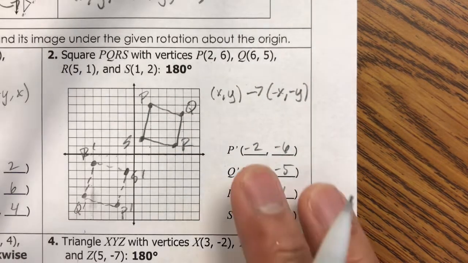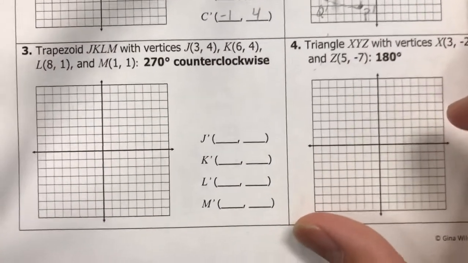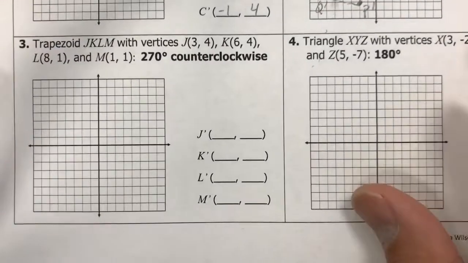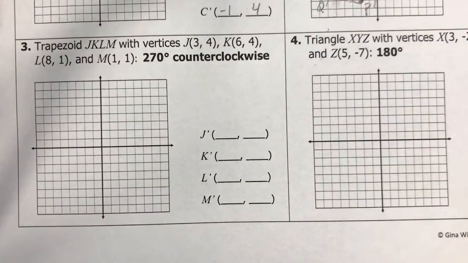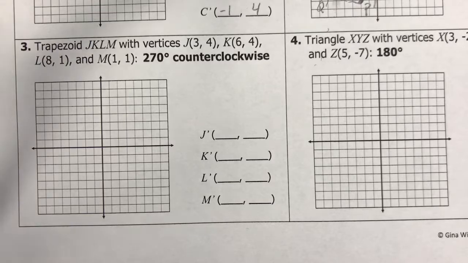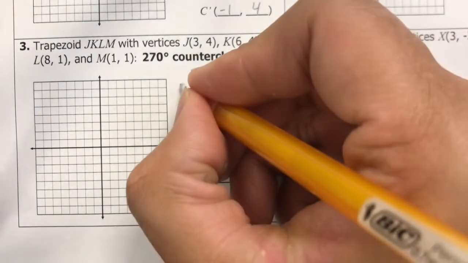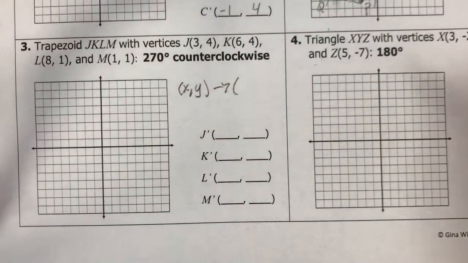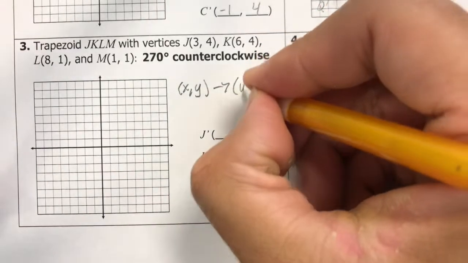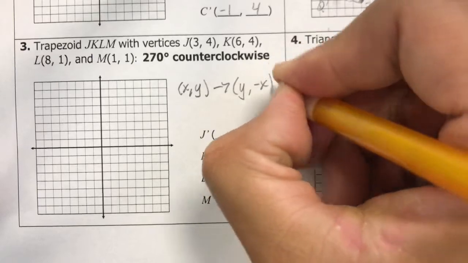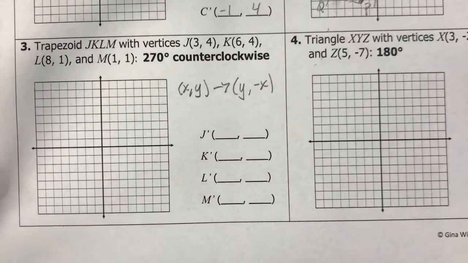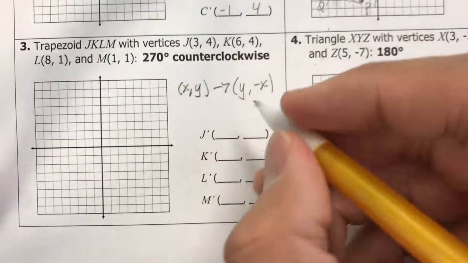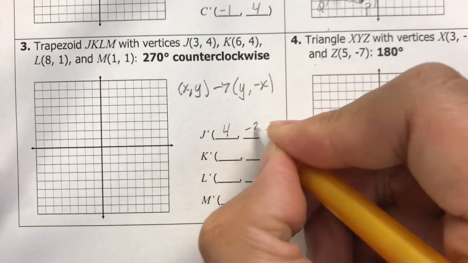So one more, and this one is, we're going to rotate a trapezoid 270 degrees clockwise. I'm not going to graph this one because, since we have those rules, we can just use the rules to find the new points, and here it is going to be y comma negative x. So we're just going to flip-flop. X becomes negative this time, and so the x value is 3, and so it would be 4, negative 3 for J prime.